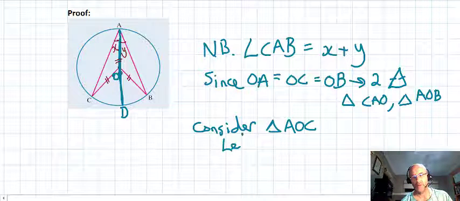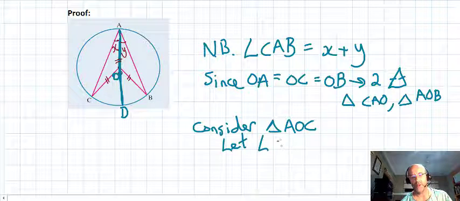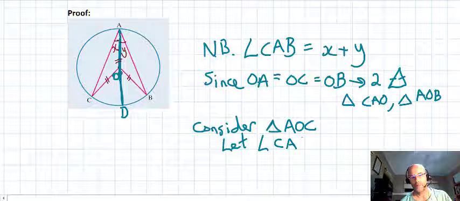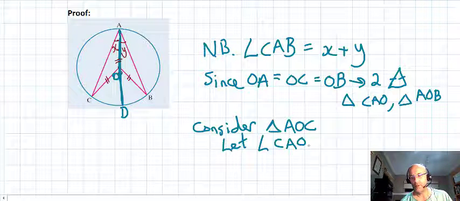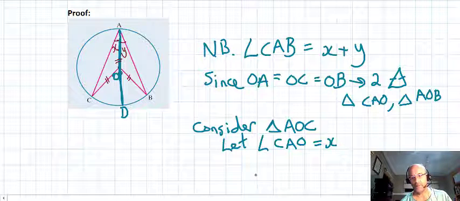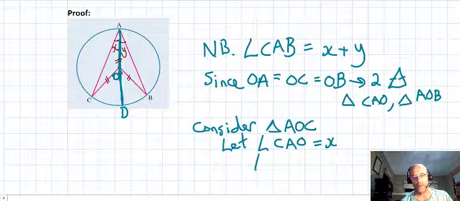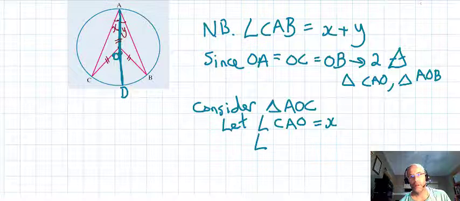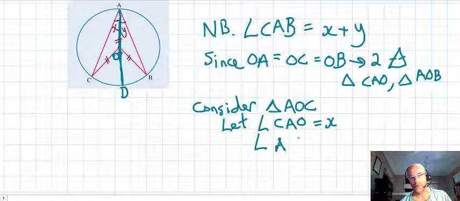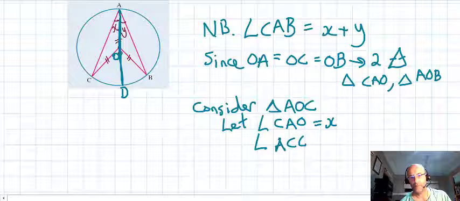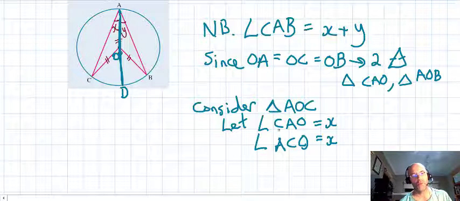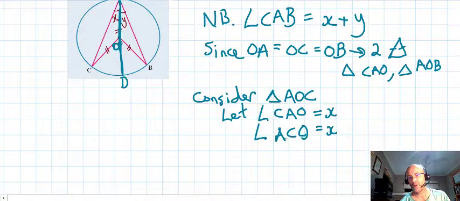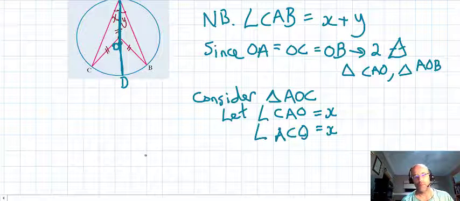and we'll let angle CAO equal X, as we did just above, and angle ACO will also equal X because of the isosceles triangle. Why are they isosceles triangles? Because they're the radii of the circle, which is a constant.